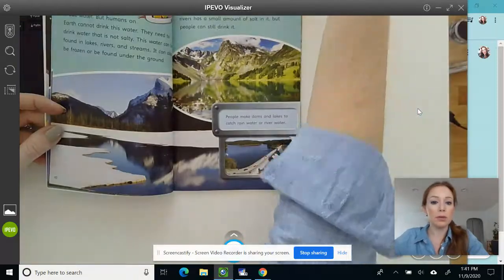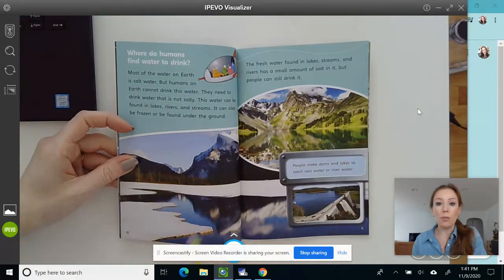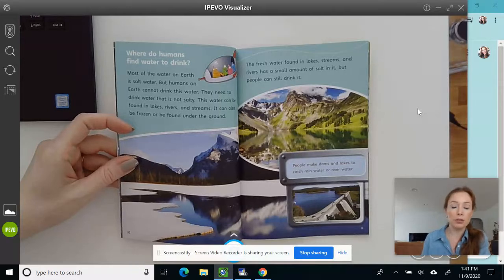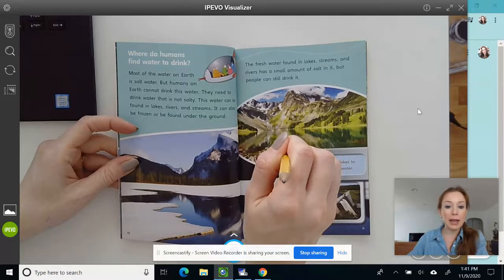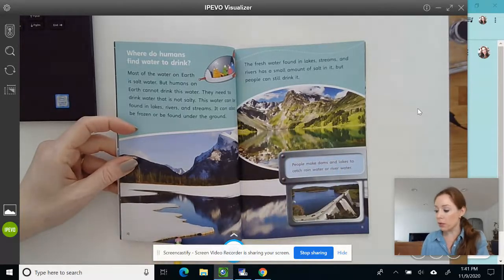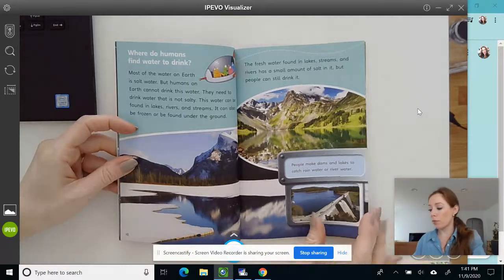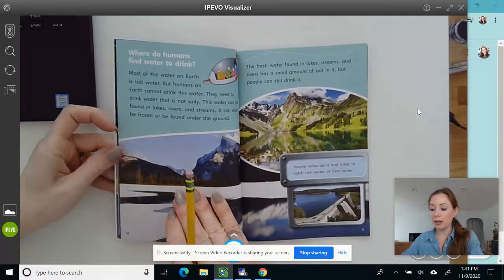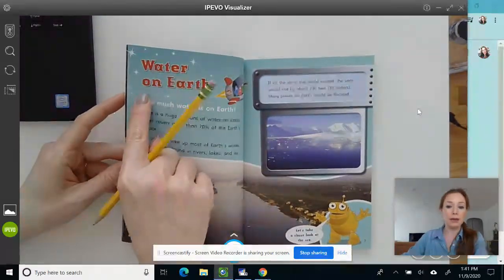So let's see, boys and girls. This section was talking about water that people can drink and animals. It has to be fresh water. We don't drink water that has a bunch of salt in it because that will make us sick. So we can find that through lakes. It could be frozen. We can have dams collect the water from rain. Very good. And then that is the end of our section for today. All about water on Earth.